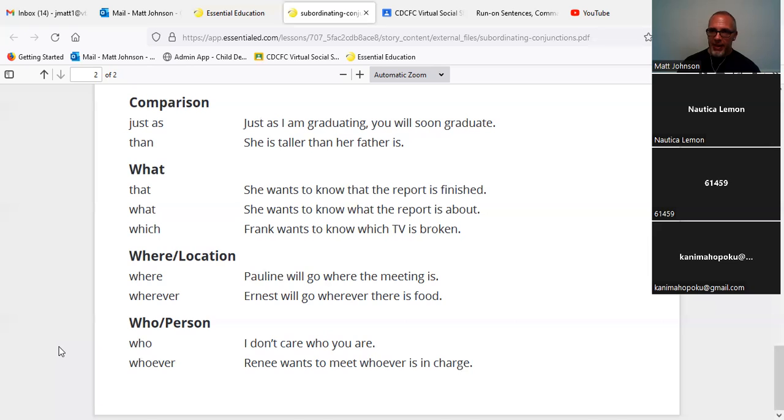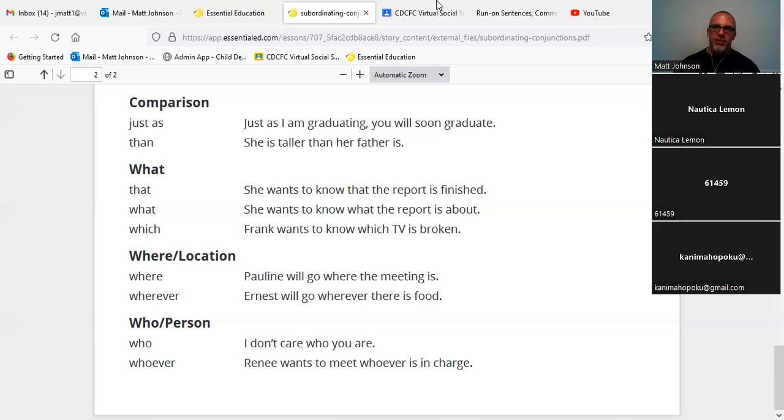So, largely what you're doing here is just asking, do I have a complete thought? Is there something missing? That's for fragments. If you're identifying a fragment, you ask yourself, do I have a complete thought there? Is there a subject and verb? Is it independent of anything else? Will it stand alone as a sentence?